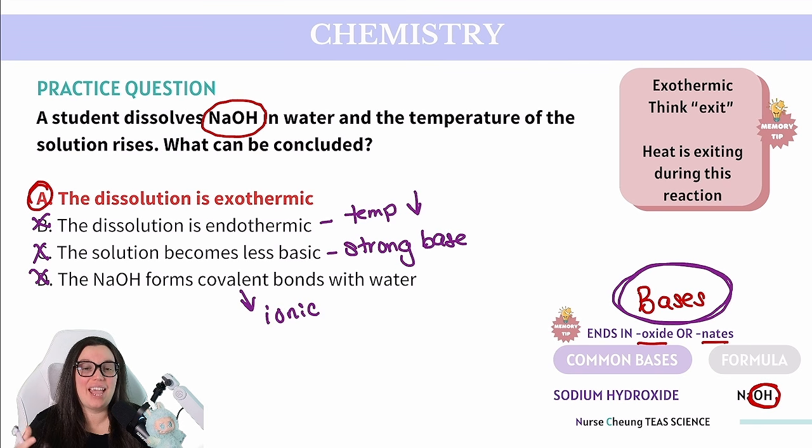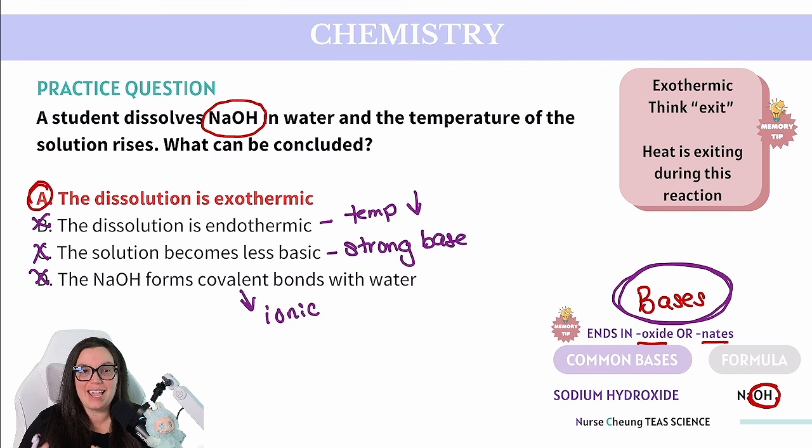And then lastly, we have NaOH forms covalent bonds with water. This is also incorrect. Sodium hydroxide is actually going to form ionic compounds when it dissociates in water. It does not form covalent bonds. So let's talk about that.